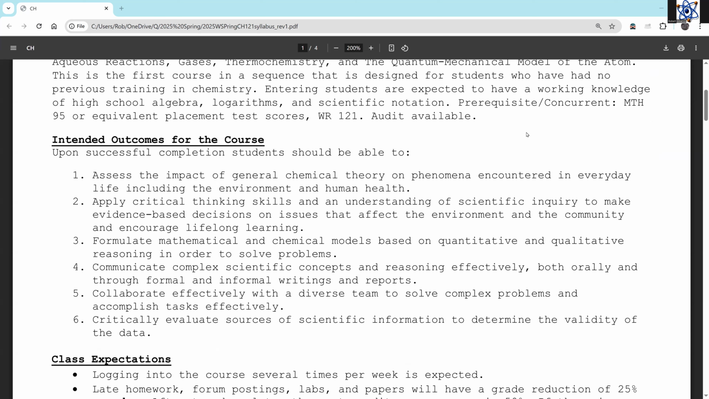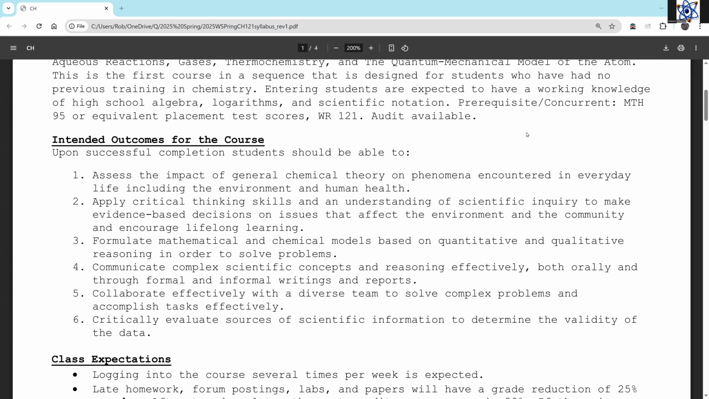The intended outcomes for this course are: assess the impact of general chemistry theory on the phenomenon encountered in everyday life, including the environment and human health. Chemistry has drastically changed how we live our lives, from medicines to computers to automobiles to furniture. I mean, everything around you. Some chemist figured out some way to do that. There is basically nothing that is happening inside of your lives that isn't related to something that a chemist did.